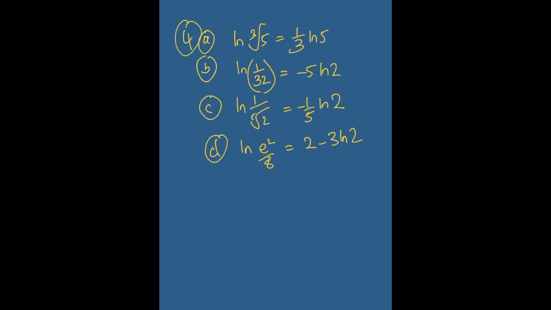Question 4 is the same. It's just testing your log laws, and you should be able to see that these are not very difficult. This -5 comes from the fact that 32 is just 2 to the power of 5, and of course it's the inverse, so we need the negative. This is the 5th power, so that's why we've got that. Again, it's an inverse, so we need the negative.